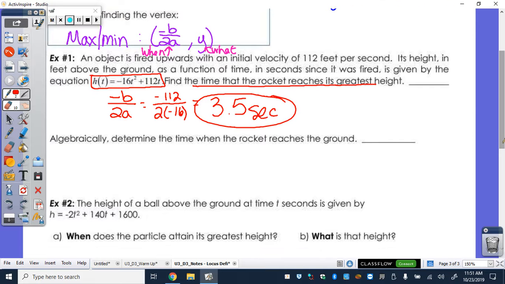Second part, algebraically determine the time when the rocket reaches the ground. So we're looking for when it gets back on the ground, so that means we need to set it equal to 0. So our negative 16t squared plus 112t, we have to set that equal to 0 so we can solve. This one is factorable. It has a GCF. I'm going to take out a negative 16t, because remember back with factoring, if that first term is negative, take out a negative. And that gives me t minus 7 in my parentheses.